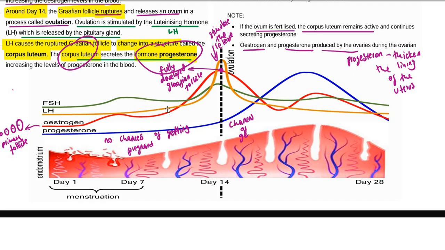And then LH has low levels, but it is high on the ovulation day, because now the egg has to be released and a corpus luteum has to be formed. What is the importance of having a corpus luteum? It is so that it can increase the progesterone levels.